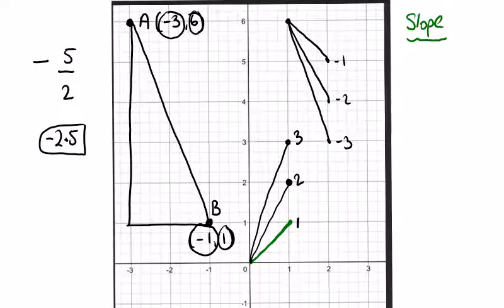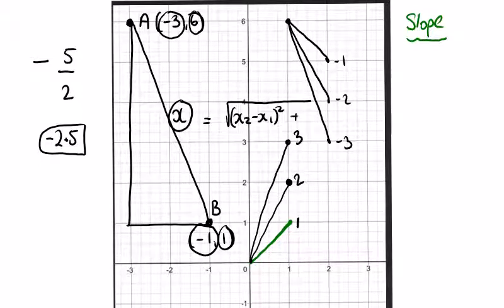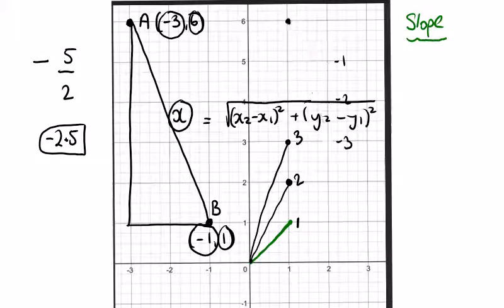What about length? We've been using Pythagoras to get this length all the time. In coordinate geometry, it's going to be the square root of, just introducing the formula here, x2 minus x1 to be squared, plus y2 minus y1 to be squared. So just take this formula down. This is the length of a line.